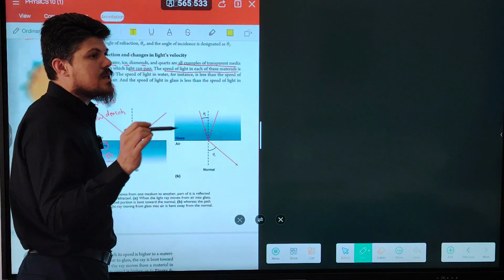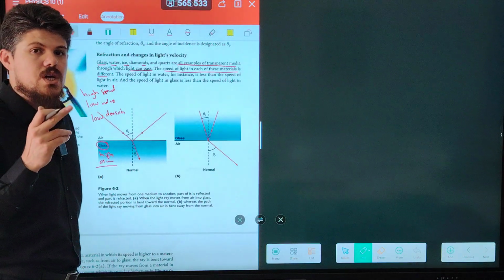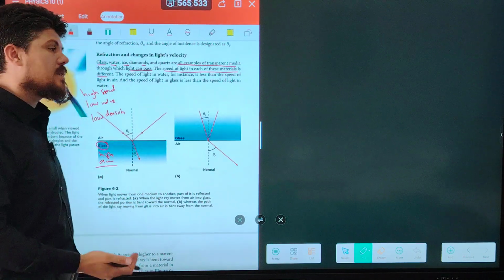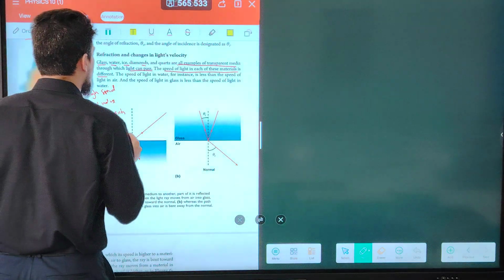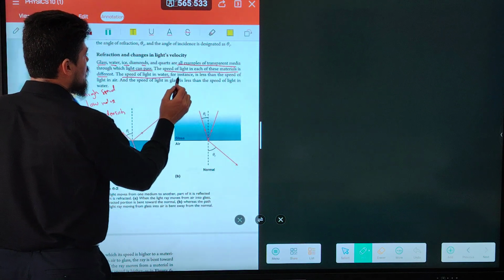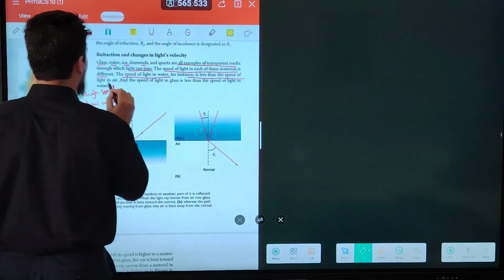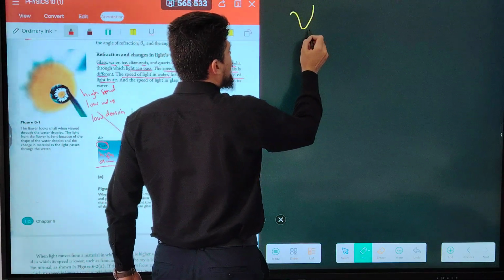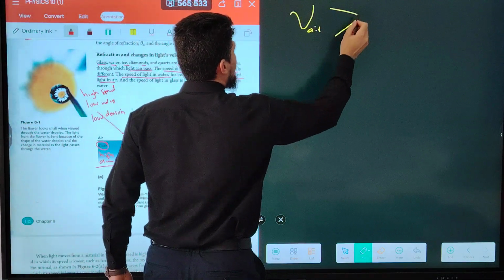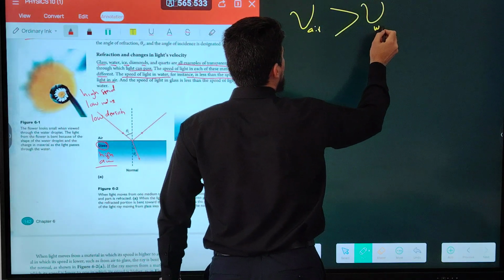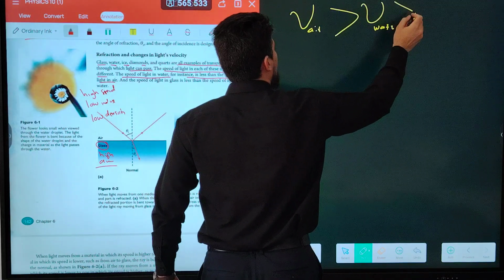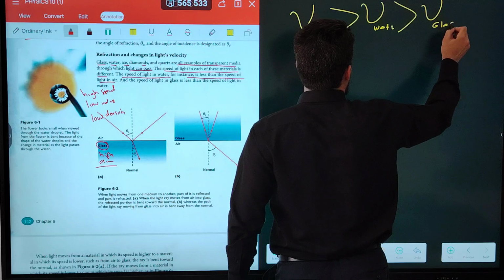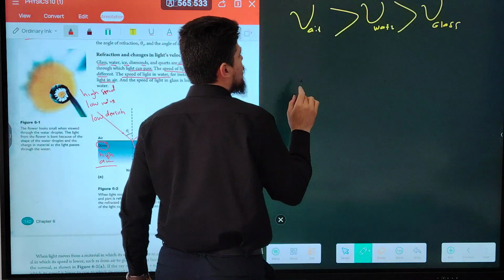In a medium with low density, such as air. The speed of light in air is faster than in water, diamond, glass, or ice, okay? The speed of light in water, for instance, is less than the speed of light in air. Guys, look: speed of light in air is bigger than speed of light in water, and speed of light in water is bigger than speed of light in glass, okay? So this is very important.